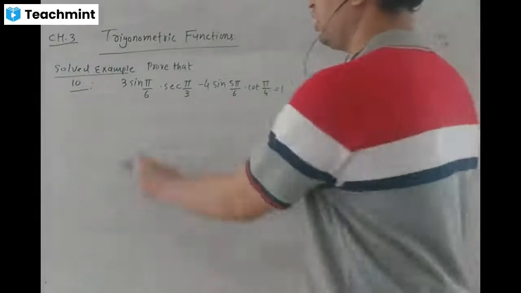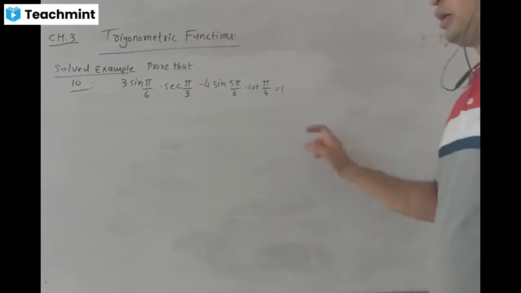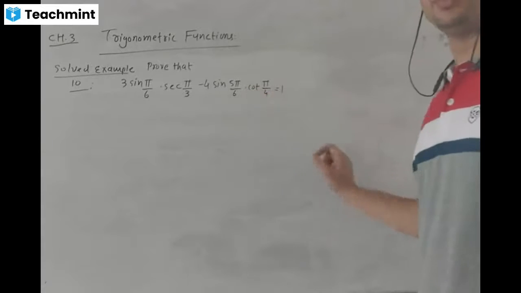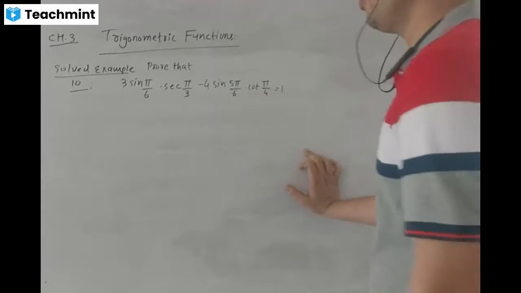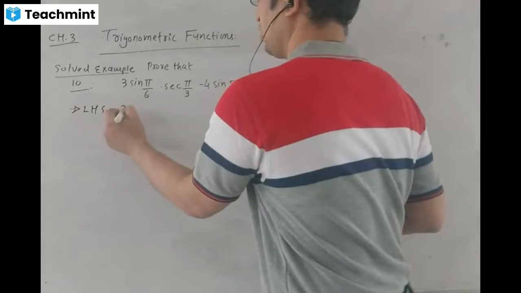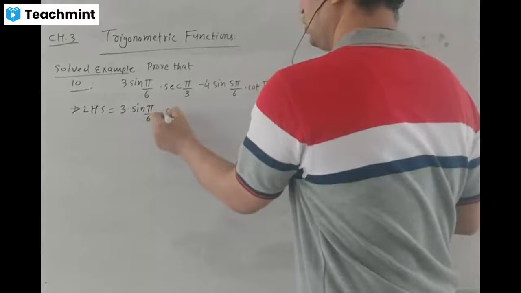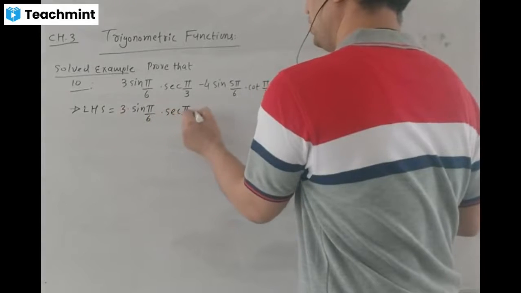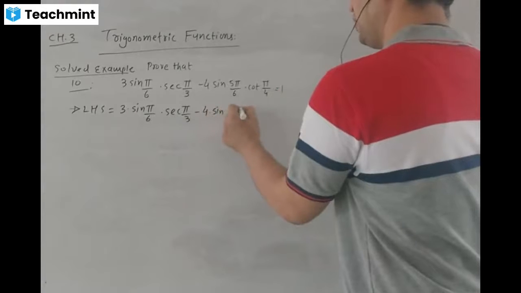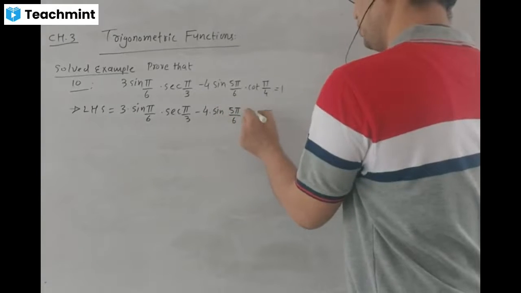Here we prove that 3 sin pi by 6 into sec pi by 3 minus 4 sin 5 pi by 6 into cot pi by 4 is equal to 1. So first we write the left hand side. Left hand side is equal to 3 into sin pi by 6 into sec pi by 3 minus 4 sin 5 pi by 6 into cot pi by 4.